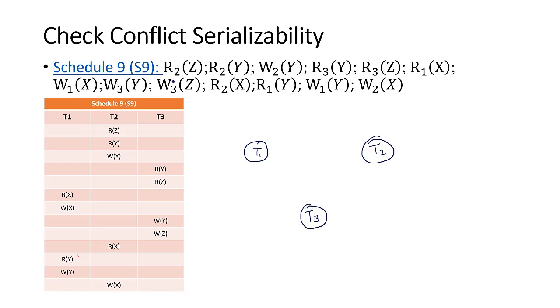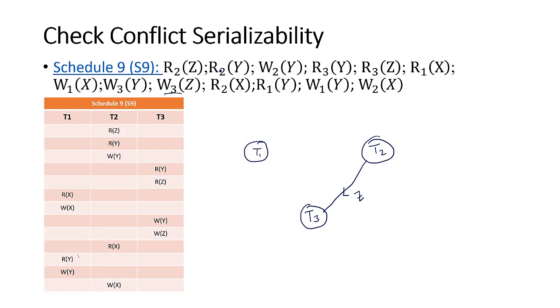Now the first operation is done by transaction 2 on the data item Z. If there is a conflict operation of this operation, then the edge will be from transaction 2 to transaction 3. So the conflict operation is here, the W3Z. Here you can see that there is an operation on data item Z by transaction 3 also, but it is a read operation. Read does not create any conflict. So the conflicting operation is this one and this one. So there will be an edge from T2 to T3 on the data item Z.